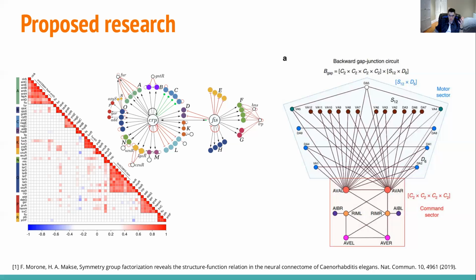Now, it's obvious when you do it by eye, when you look at this smaller network, but we want to develop an algorithm to actually do this on a bigger scale and apply it and see what conclusions we can get there. So this is another part of the proposed research.